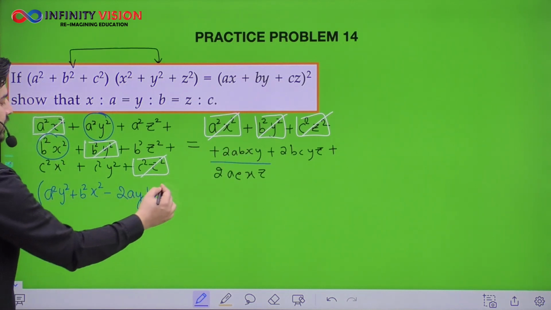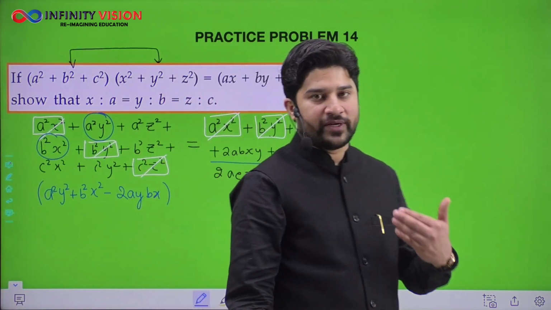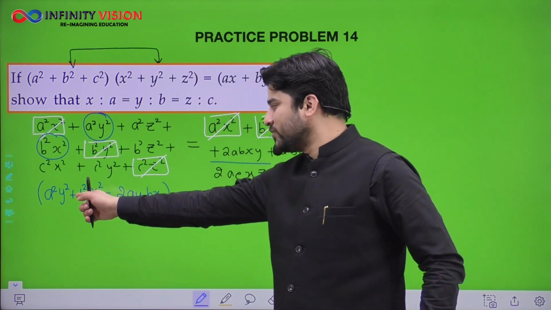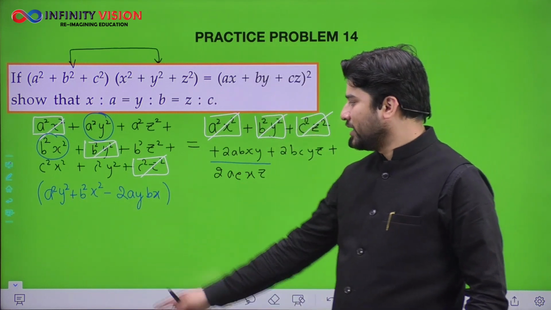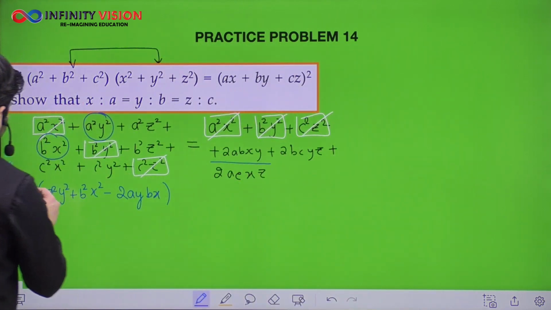So I have clubbed them because you know what is x minus y whole square? x square plus y square minus 2xy. So this totally fits in our structure. It can be reduced to ay minus bx whole square. I'm sure you are getting the idea.